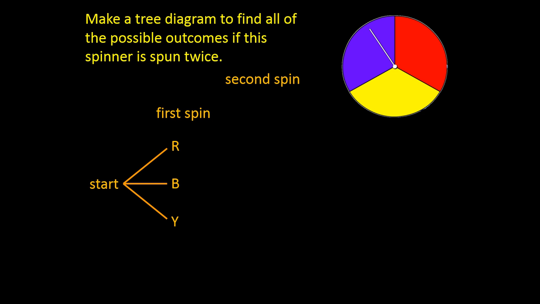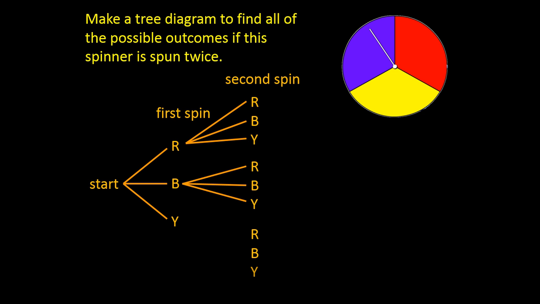So if the first time we spun a red, the second time we can still spin a red or a blue or a yellow. So we'll show branches to indicate that if we get a red on the first spin, we can get any of those 3 possibilities on the second spin. Now if you go back to the first spins and you find the blue, if we spun a blue on the first spin, we could get a red or a blue or a yellow on the second spin. And if you go all the way down to yellow on the first spin, if that's what happened, we could get a red or a blue or a yellow on the second spin.